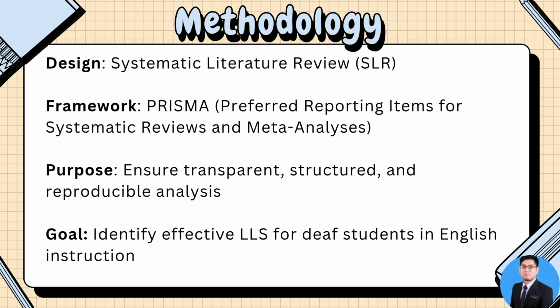To ensure accuracy and transparency, I applied a PRISMA framework which structures the process into four phases: identification, screening, eligibility, and inclusion. The goal was to ensure a comprehensive yet focused review of studies relevant to science-supported English instructions.